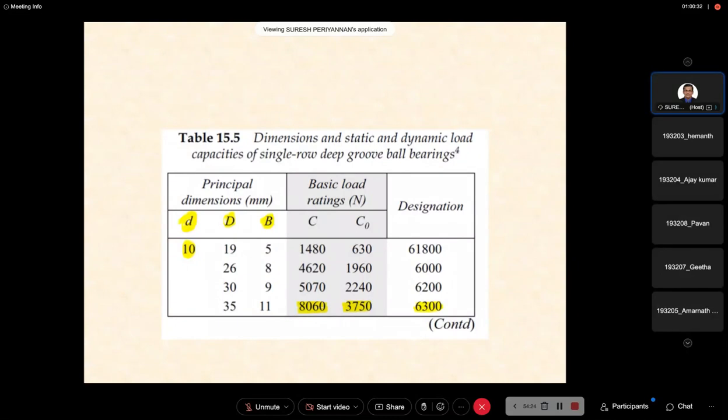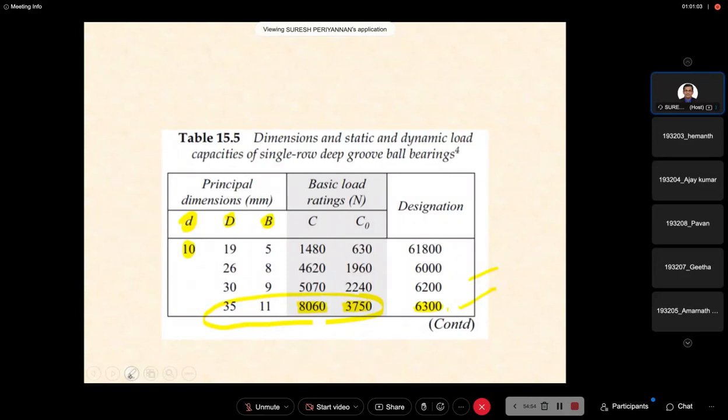Now I come to this. This is the bearing designation. Whatever we are discussing here, the dimensions of the bearings, static load capacity and dynamic load capacity, based on that we are defining the bearing designation. We are going to find out these parameters, and finally we came to know this one.